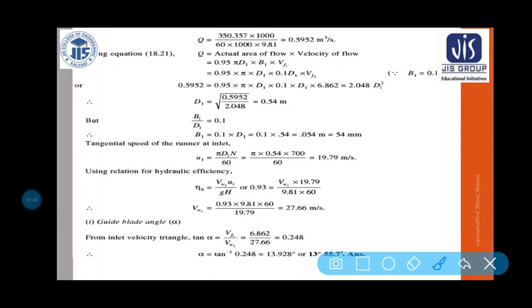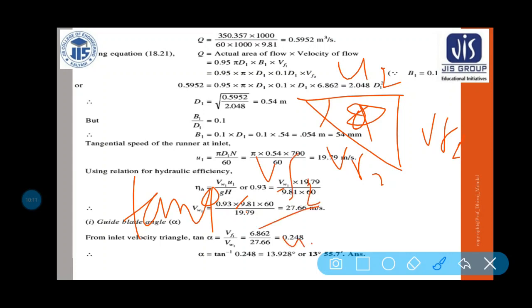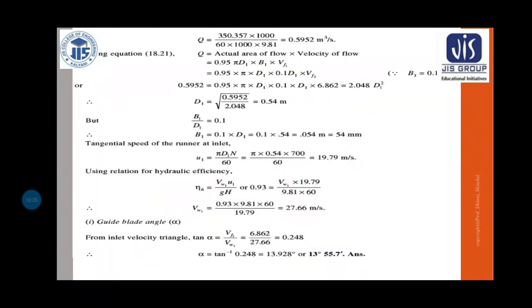Why have I calculated u1? Because we need to find out the vane angles, and as we know, this is the velocity triangle at the outlet. This one is phi, and this is your U2, this one is your VR2, this is your VF2. So how can you find out tan phi? Tan phi is equal to VF2 by U2. You know VF2 because VF1 is equal to VF2, and U2 you have to find out to get the phi.